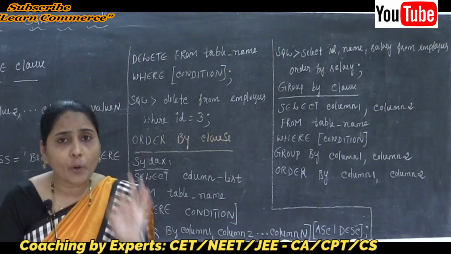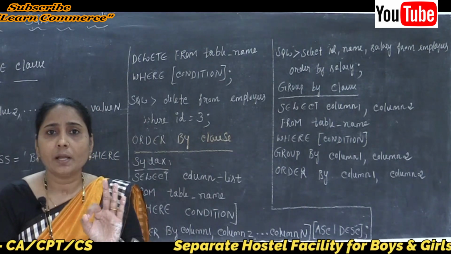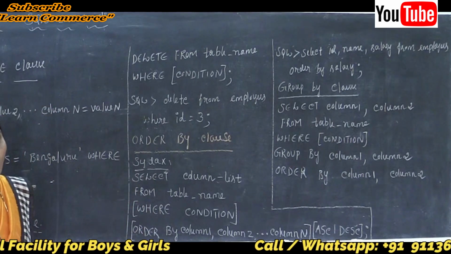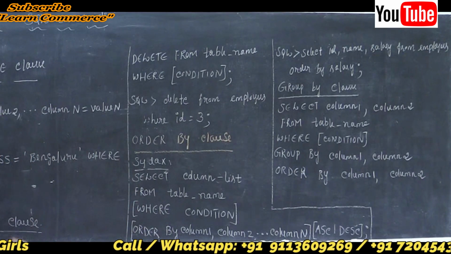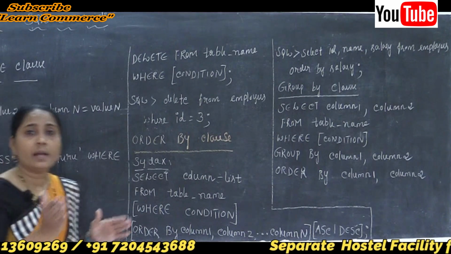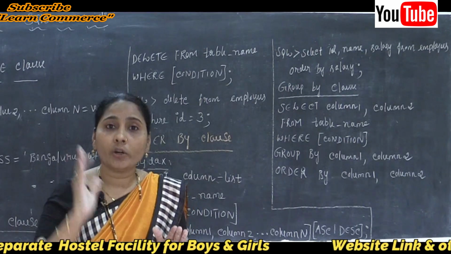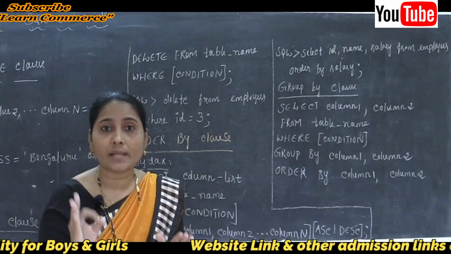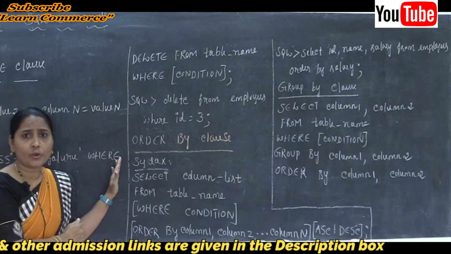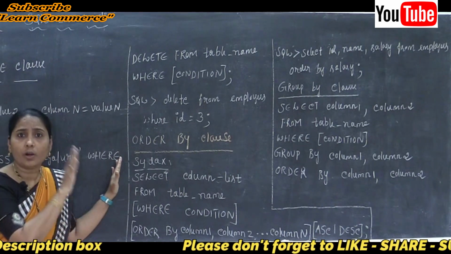But the important note in our order by clause is that some databases sort the query result in ascending order by default. That means they do not take the sorting order as ascending or descending by default; the sorting order is fixed. All of them are going to arrange in a fixed order, and the order is the ascending order only.